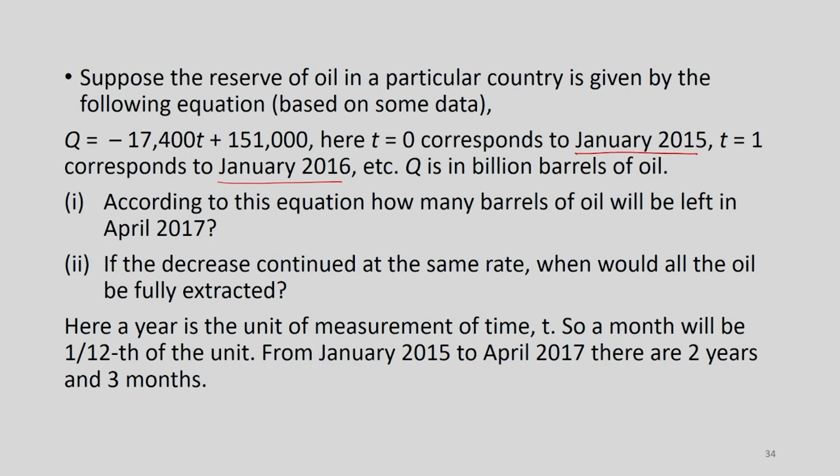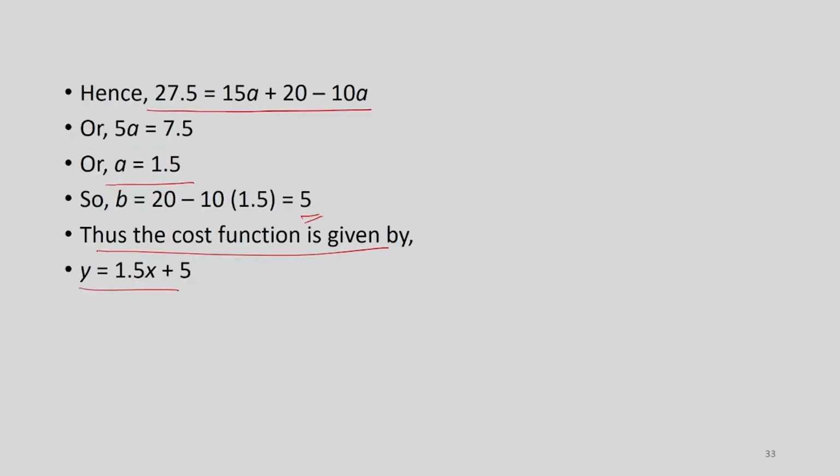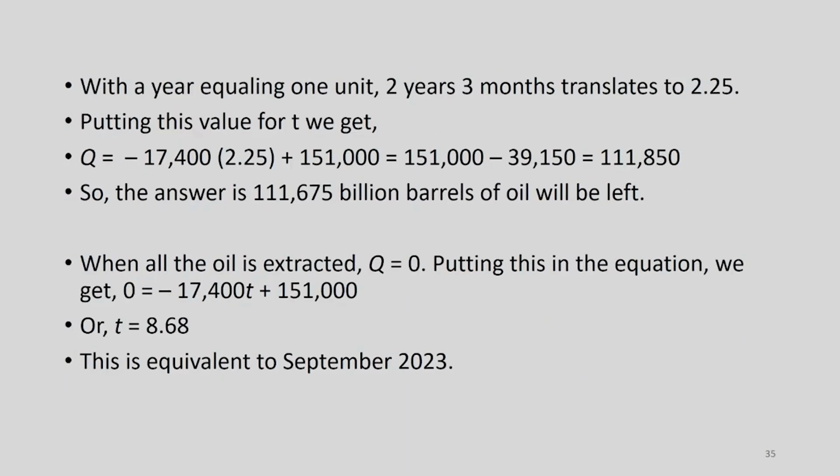Here 1 year is the unit of measurement of time, which is T. So, a month will be 1/12 of the unit. Now, from January 2015 to April 2017, there are 2 years and 3 months. So, 2 years and 3 months will be how much? It will be equal to 2.25 in terms of the unit that we have here.